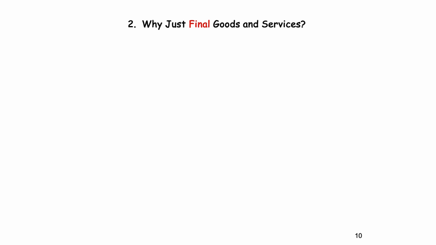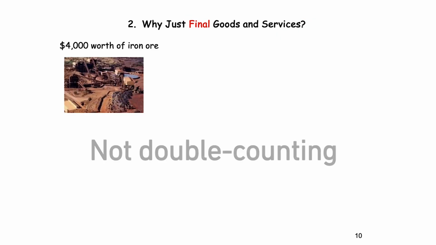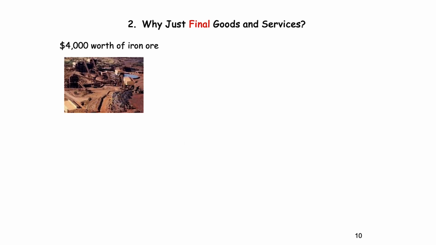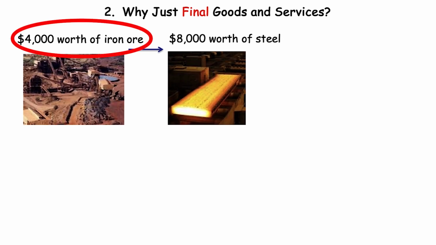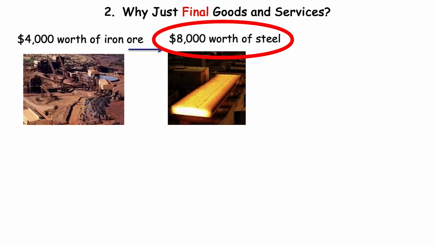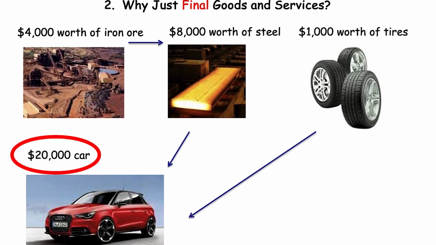Now, what do we mean by final goods and services? This is a more subtle point. Final goods and services is essentially about not double counting things. So let's do a simple example. Let's suppose that we have an economy where we have $4,000 worth of iron, and we're going to turn that through production into $8,000 worth of steel, and then we add $1,000 worth of tires, and we turn that into a car, okay, a $20,000 car.